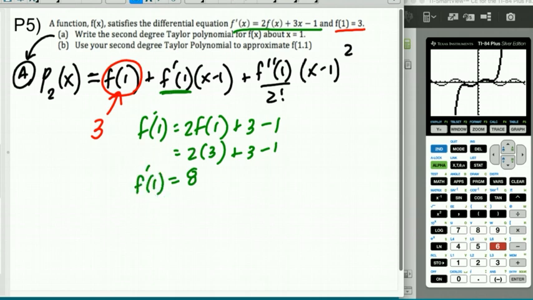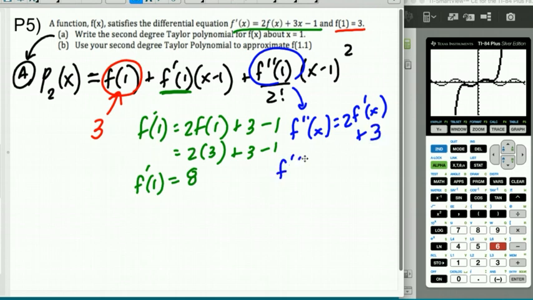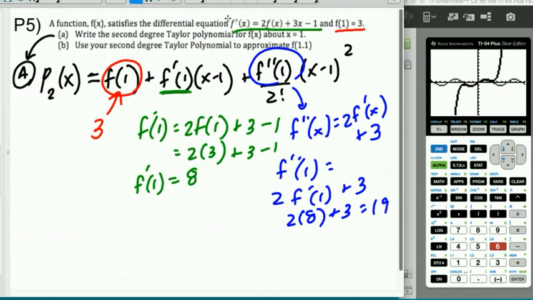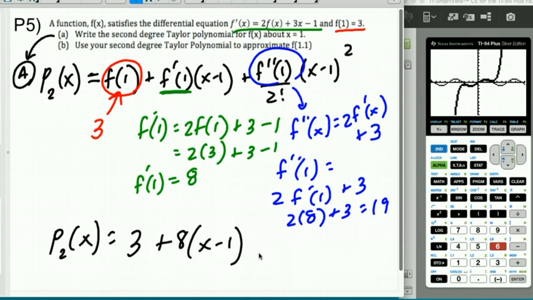Okay. And then for the last one, we are going to have to differentiate, right, to find this thing. I'm going to need to find that f double prime of x. If I differentiate f prime, I get f double prime equals 2f prime of x plus 3. So my f double prime of 1 should be 2 times f prime of 1 plus 3, which seems to be 2 times 8 plus 3, or 19. So now that I have all those values, my answer is going to be that p sub 2 of x is 3 plus 8 times x minus 1 plus 19 halves times x minus 1 quantity squared.